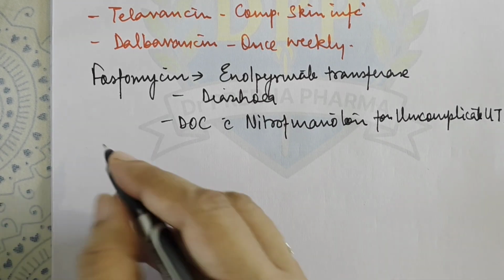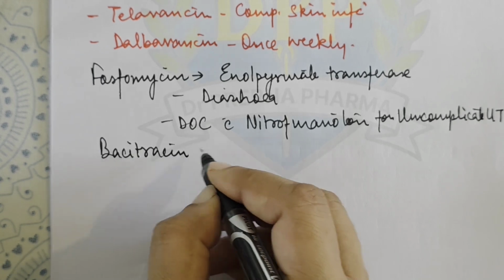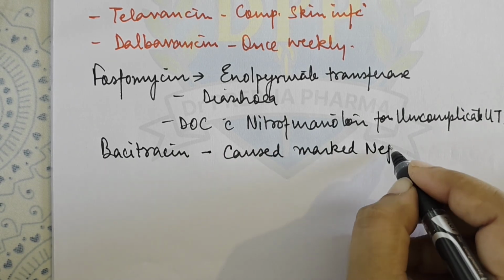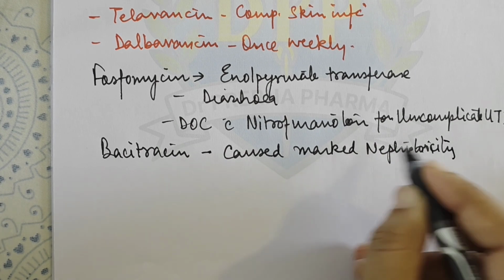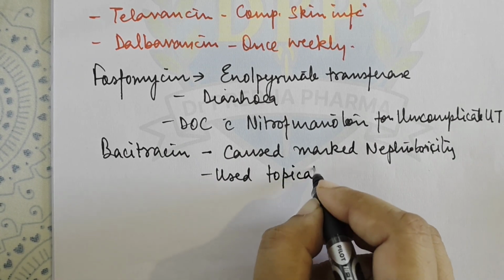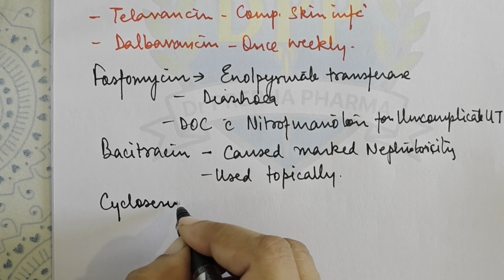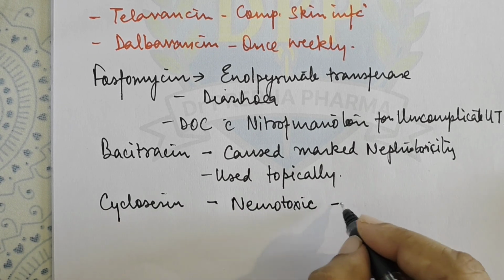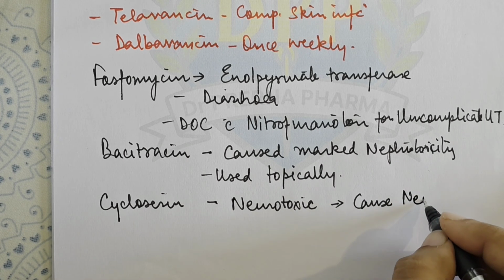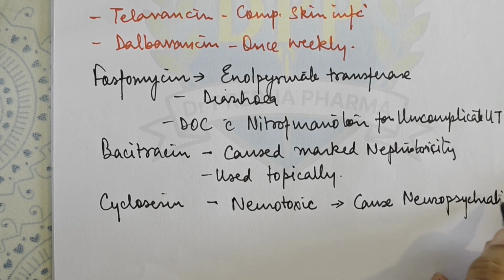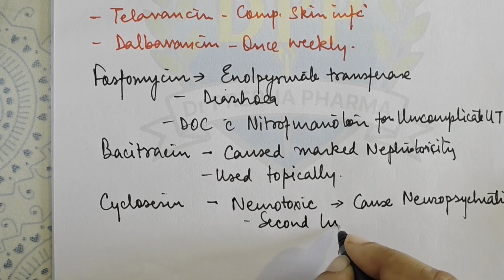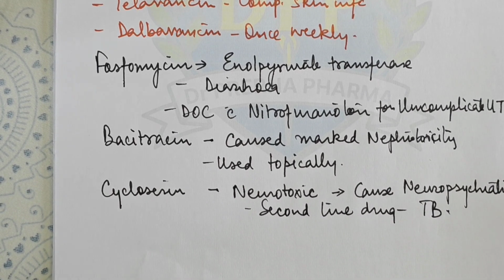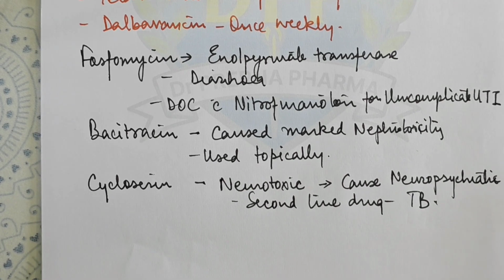Okay. Then another drug is bacitracin. This also inhibits cell wall synthesis and causes marked nephrotoxicity. It is used only topically. Then cycloserine. This inhibits the cell wall synthesis. It has potential neurotoxic effects also, and causes neuropsychiatric symptoms. It is the second line drug for treatment of tuberculosis, cycloserine. So with this we finish the drugs which are basically cell wall synthesis inhibitors. Next we'll see the drugs which are protein synthesis inhibitors.